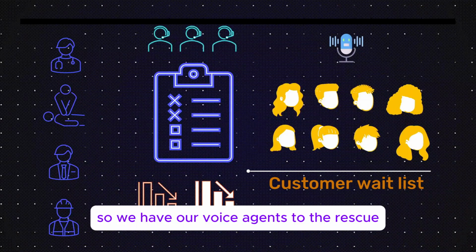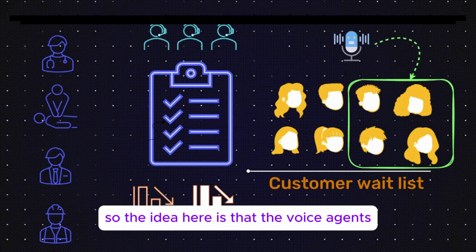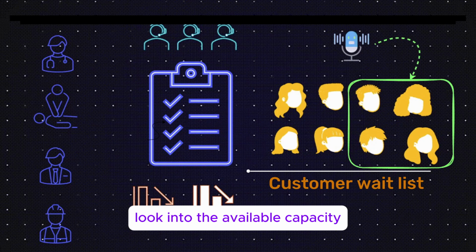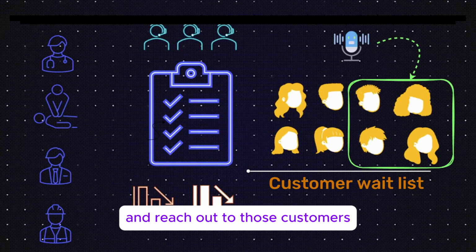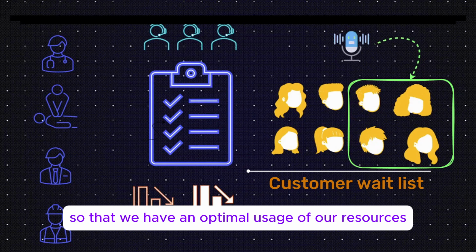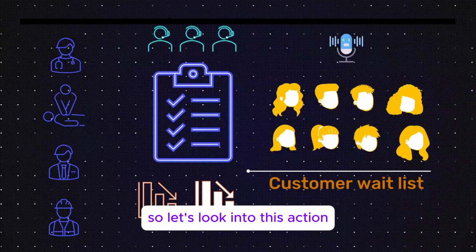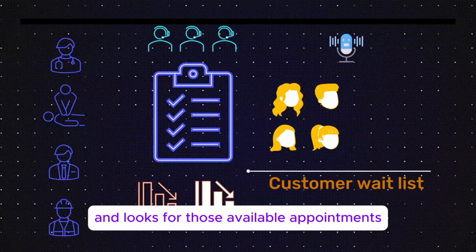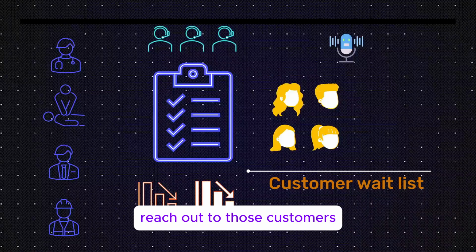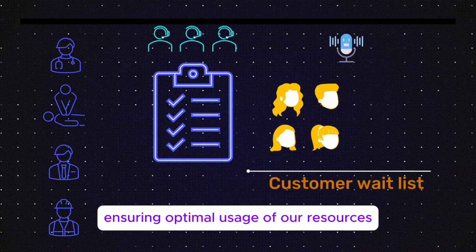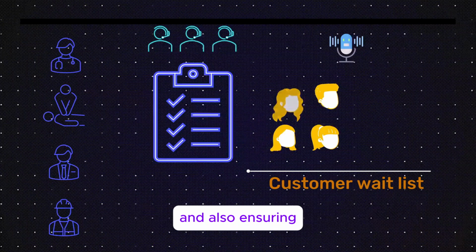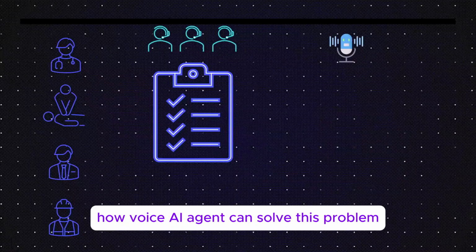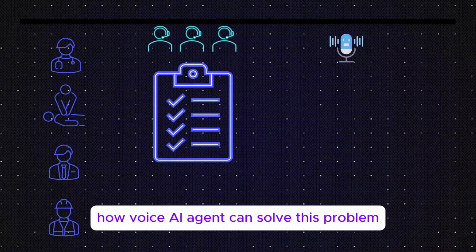We have our voice agents to the rescue. So the idea here is that the voice agents consistently look into the appointments that are dropped, look into the available capacity, and reach out to those customers so that we have an optimal usage of our resources. So let's look into this action of how we can make sure that voice agents kick in day in and day out and look for those available appointments, reach out to those customers, ensuring optimal usage of our resources and also ensuring our customer wait list is gradually addressed. So let's look into how a voice AI agent can solve this problem.